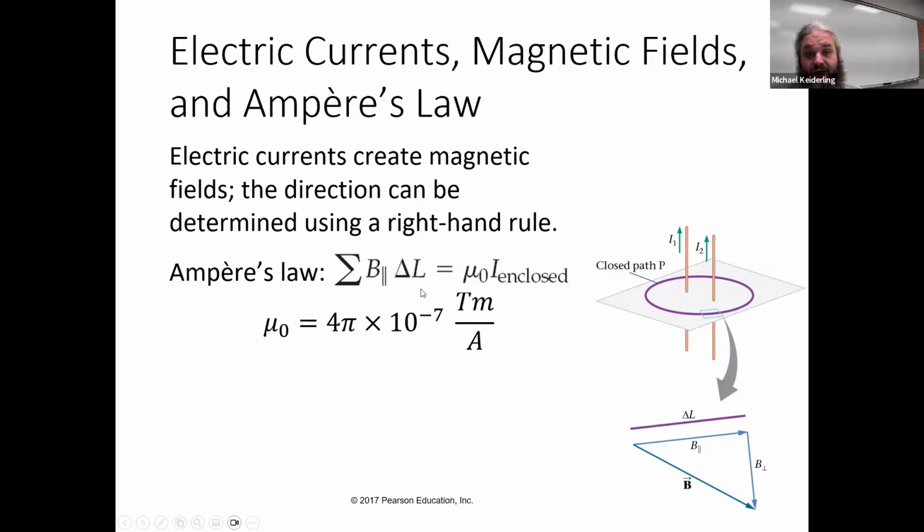That will equal mu naught, which is a constant, 4 pi times 10 to the minus 7 Tesla meters per amp, times the enclosed current by the path. If you add up the parallel component of the magnetic field all the way around the path, that will add up to the total current enclosed by the path.